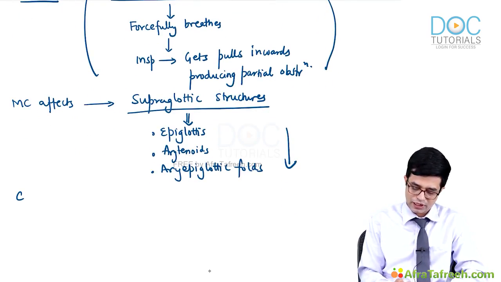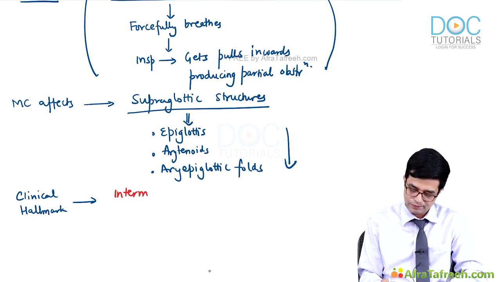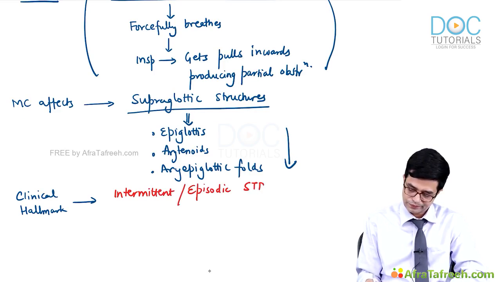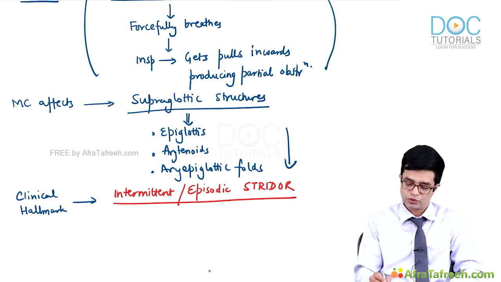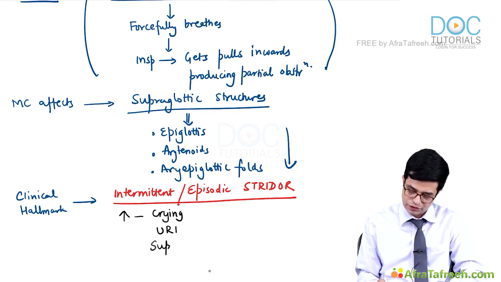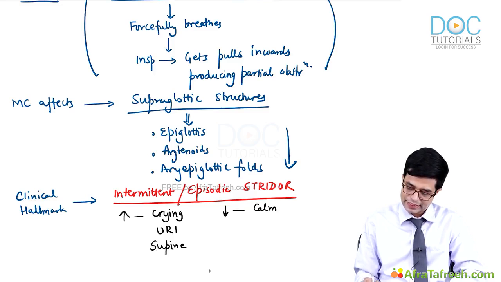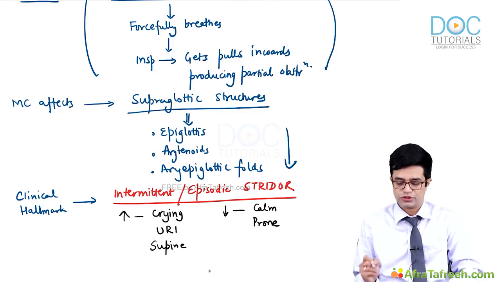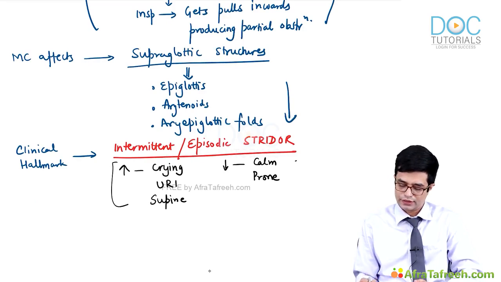What is the clinical hallmark? The clinical hallmark of laryngomalacia is intermittent or episodic stridor. This stridor will increase when the child is crying, when the child has an upper respiratory infection, or when the child is put in the supine position. It will decrease or disappear when the child is calm and when the child is put in the prone position. So this is the clinical hallmark of the disease.